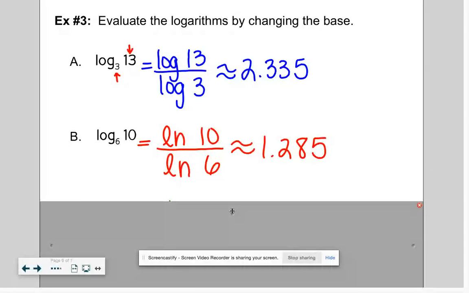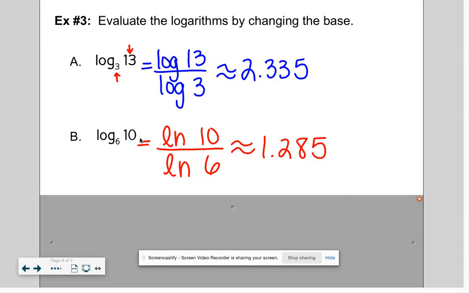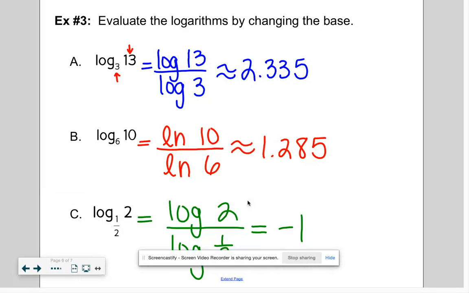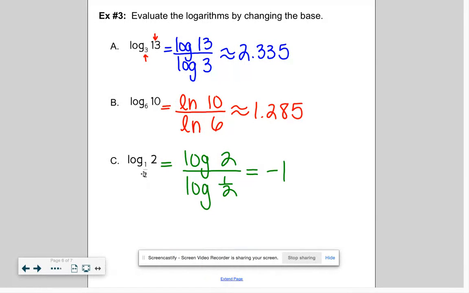Okay, what about log base 6 of 10? I used ln this time to show you something different. So it would be ln of 10, always this number first, divided by ln of the base, which is 6, and that's 1.285. Again, you would get the same answer if you use ln or log. Okay, works with fractions and weird bases as well. So log of 2 divided by log of 1/2 will give you an answer of -1.